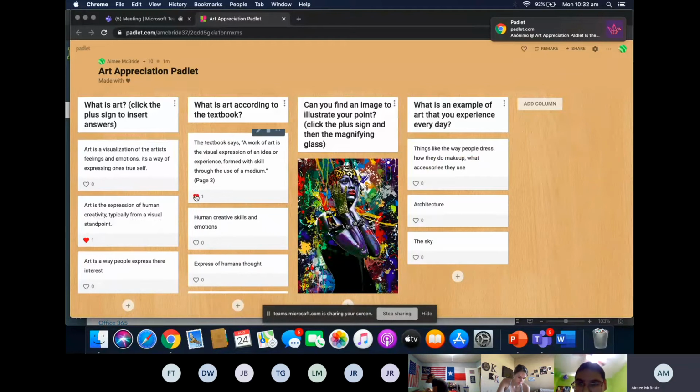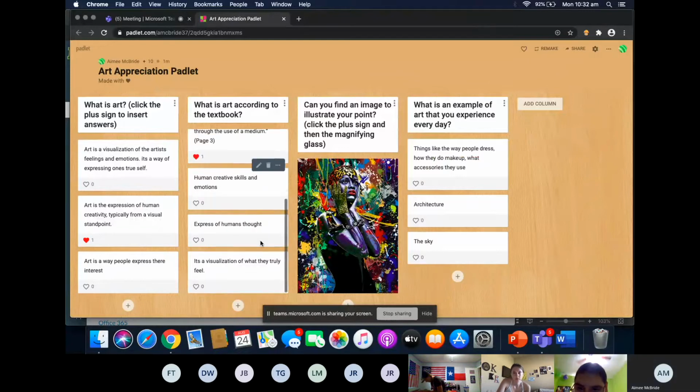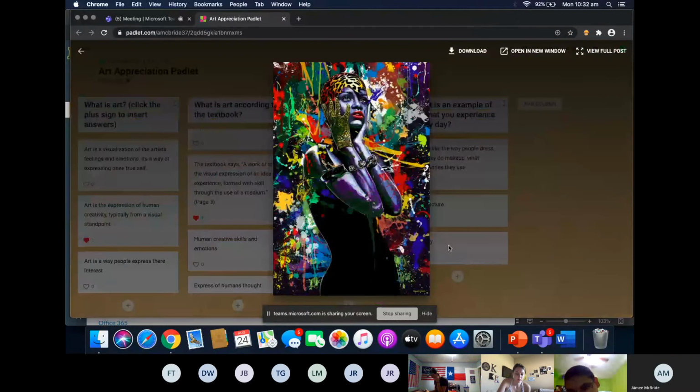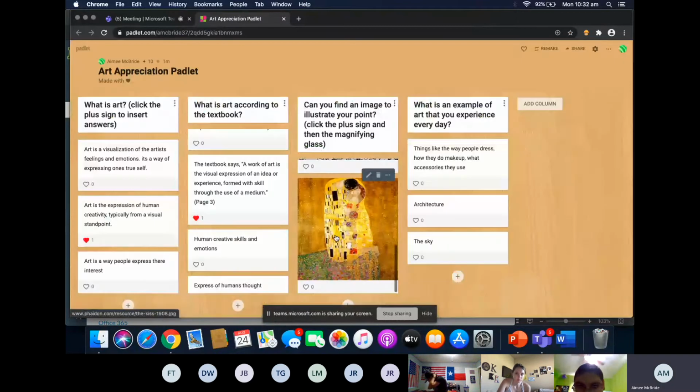Yes, someone found the exact definition, which was what I was hoping for on the second question, which is what is art according to your textbook? The exact definition is that a work of art is the visual expression of an idea or experience formed with skill through the use of a medium. That is the exact definition. Very good. Then we got a lot of pictures. Oh, someone found Gustav Klimt's The Kiss. Very good.